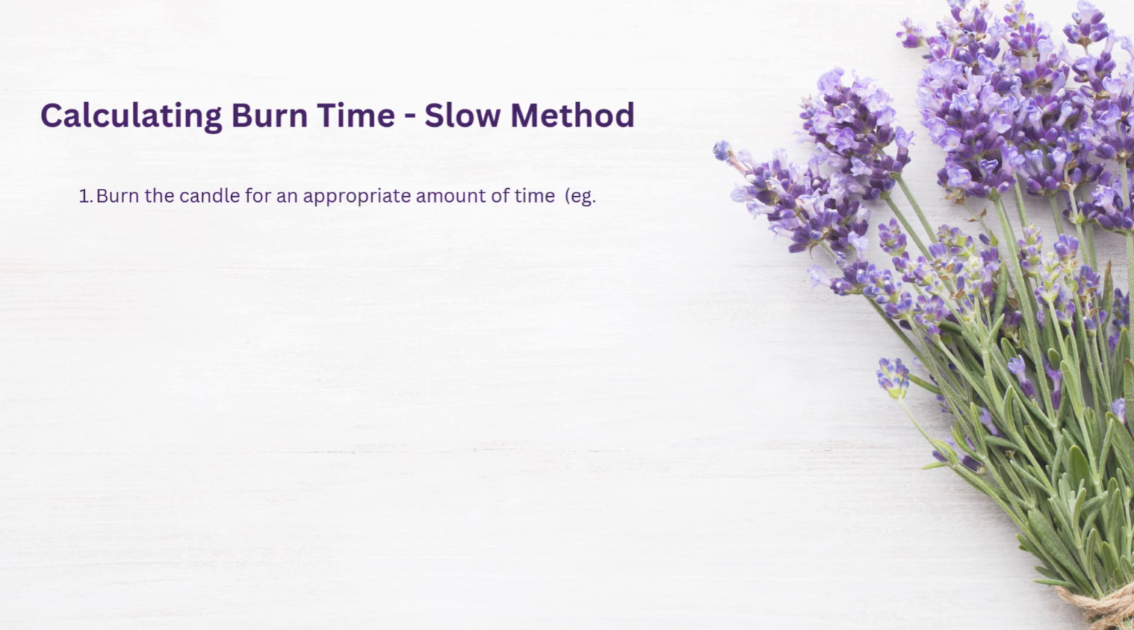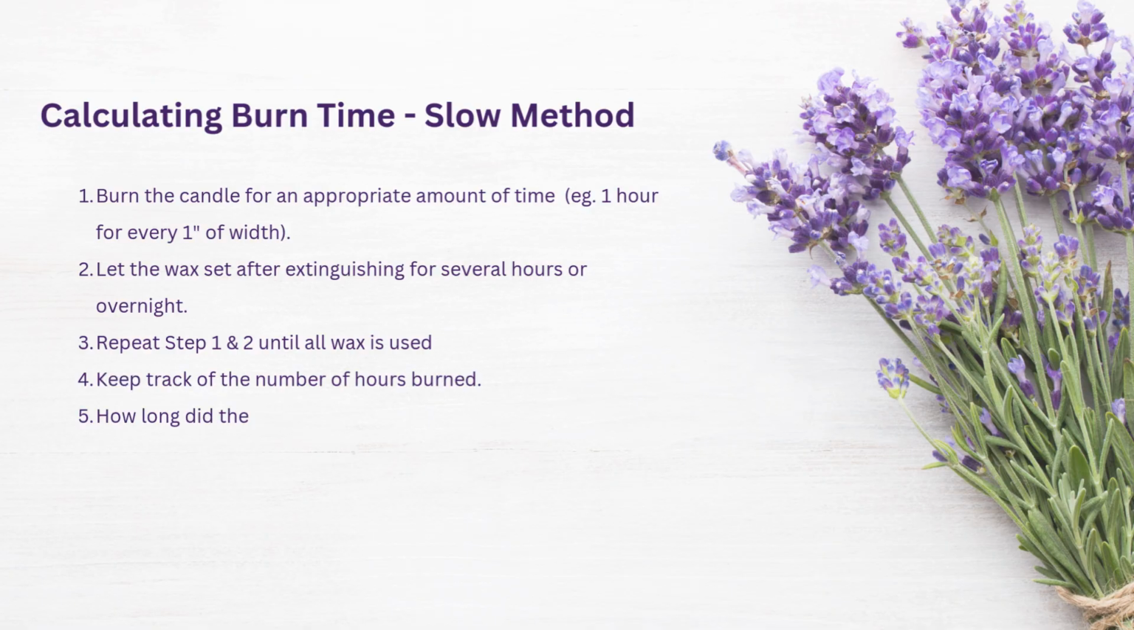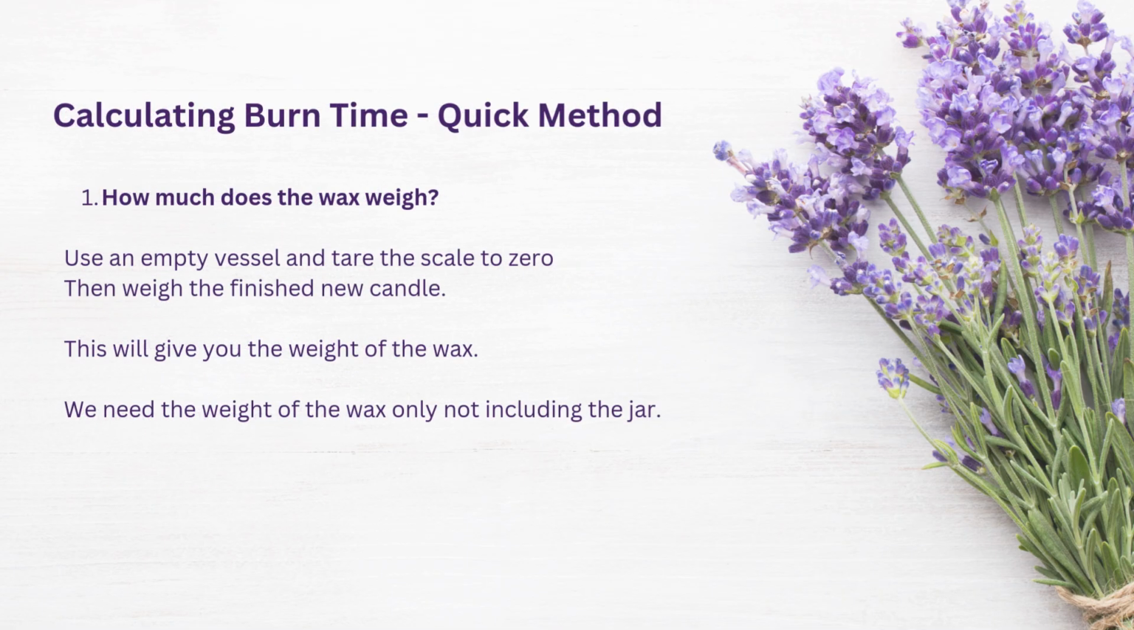So burn your candle for the allocated hours, extinguish it, and then let the wax set for a few hours, perhaps even overnight, and burn it again. Keep repeating until all the wax is used. Of course, keep track of how long you burn the candle each time. This is a long method. I'm going to show you now a faster way to calculate your burn time. This next bit involves a bit of math, but don't worry, I'll guide you through it.